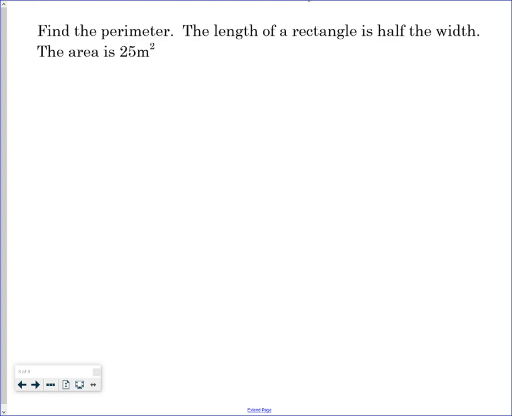35, find the perimeter. The length of a rectangle is half the width. The area is 25 meters squared. What do we not have that would be super helpful? A picture? In geometry, if we don't have a picture, we're going to draw one, okay? So let's draw a rectangle. They said find the perimeter. So I'm going to go ahead and tell myself I'm looking for the perimeter. I have no idea, but I know that's what my end goal is, okay?